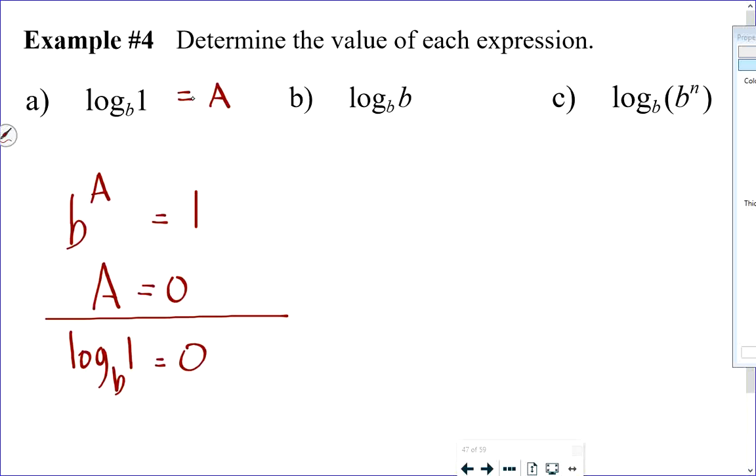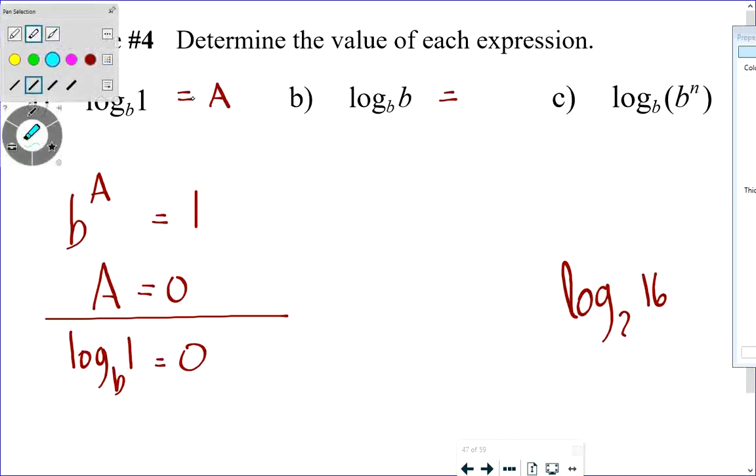Very quick example here. If I said, what is log base 2 of 16? That's the exponent to which you raise 2 to get 16. It's 4. You don't need to write it in exponential form. Okay? Well, what is this? What is log base b of b? It's 1. That's right, Jesse. Because this is saying, to what do you raise the green b to get the blue b? And b to the 1 will give you b.